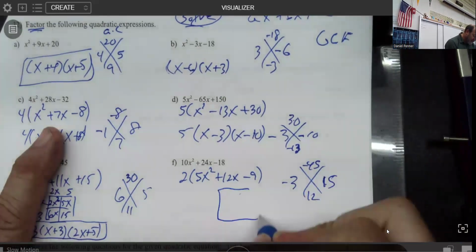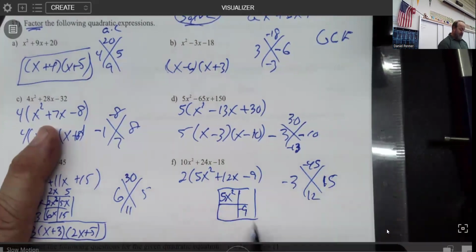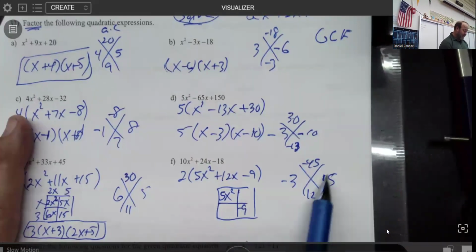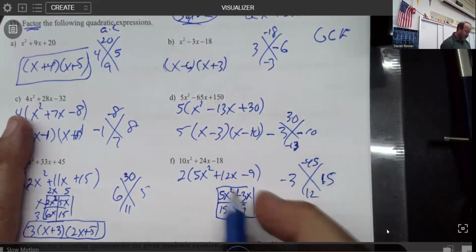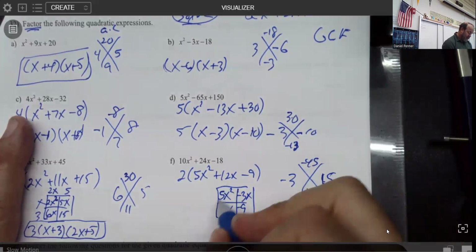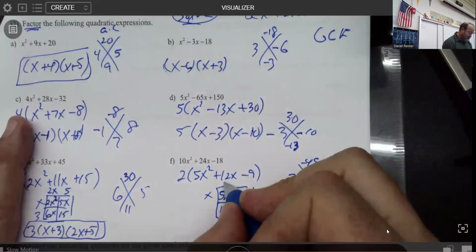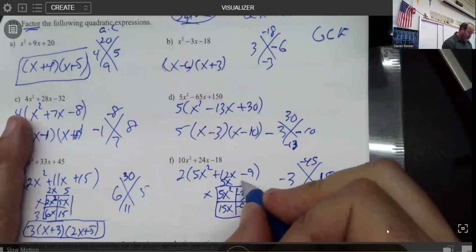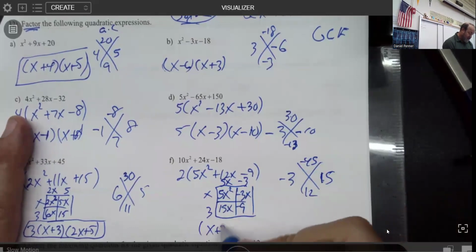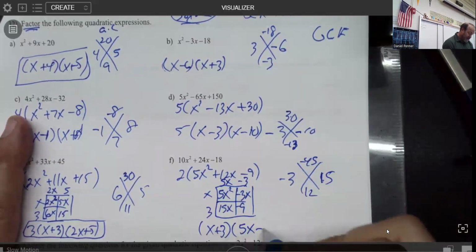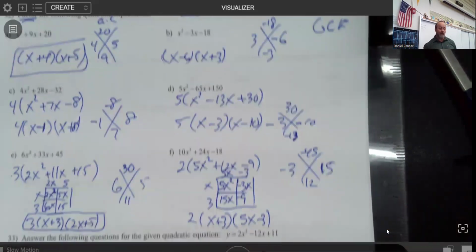Again, back to the idea of making our box. I got 5x squared minus 9. And instead of writing 12x down here, I'm going to write a 15x and a -3x, which again together make that 12x. And then I just look for what they have in common. The 5 and a 3 is nothing, but they have an x. So x times 5x, x times -3, and 5x times 3. And therefore my factors are x plus 3, 5x minus 3, and of course the 2 that was sitting in front from earlier, and I'd have my fully factored form.